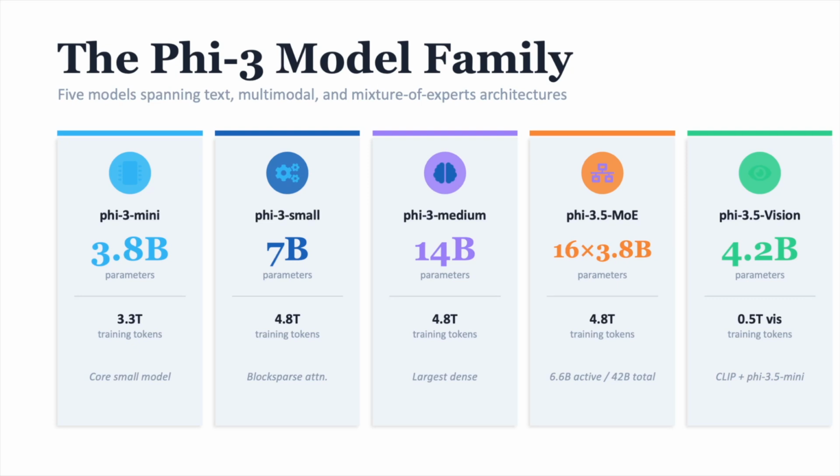Then there is the 3.5 series. Phi-3.5 MoE is a mixture of experts model with 16 expert networks, only 2 active per token. So you get 42 billion total parameters, but just 6.6 billion at inference time. Phi-3.5 Vision adds a CLIP image encoder for multimodal tasks. Finally, and importantly, all 5 share the same tokenizer and training philosophy, which keeps the ecosystem unified.